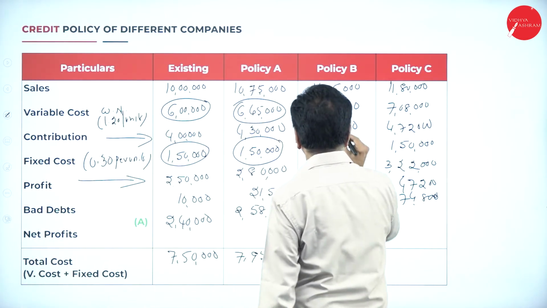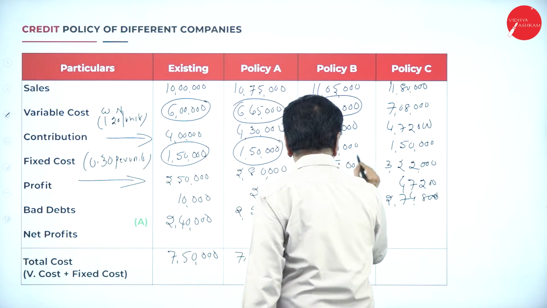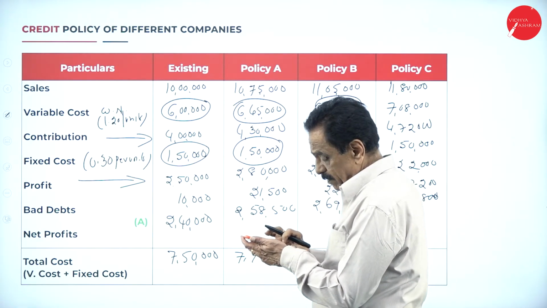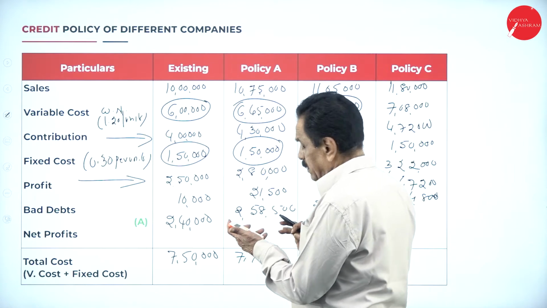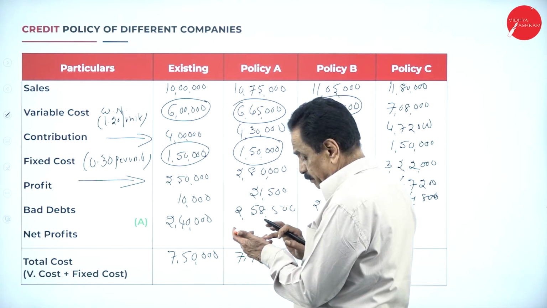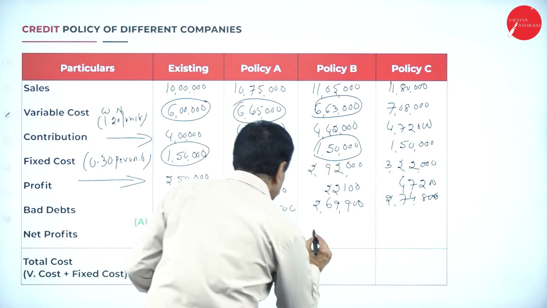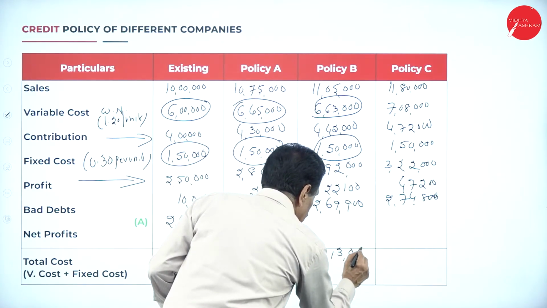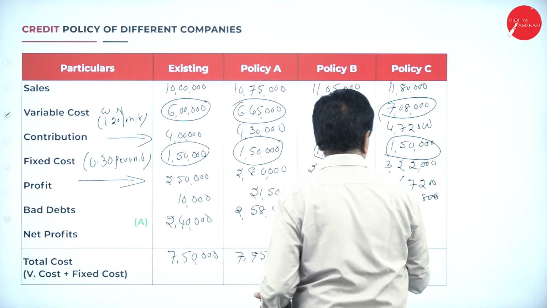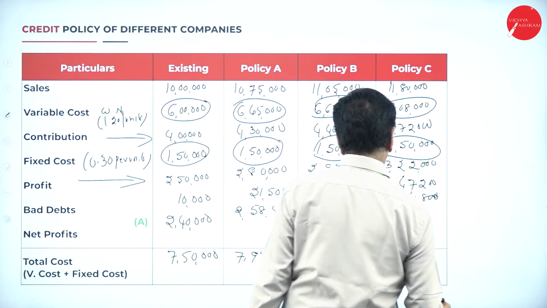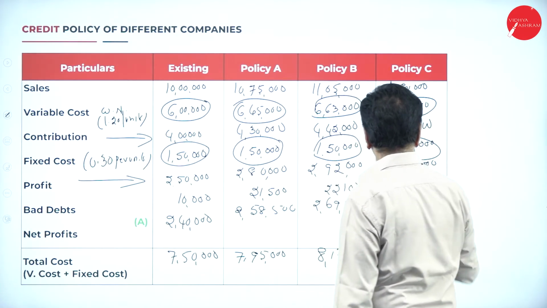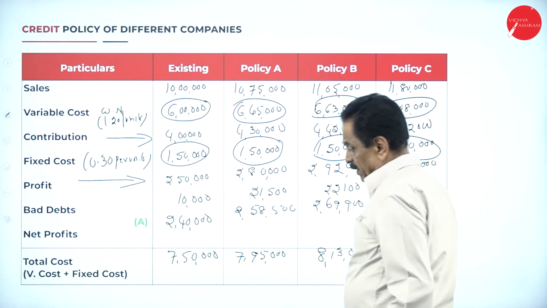Then you got 6,63,000 plus 1,50,000, 8,13,000. Then this is your variable cost, this is your fixed cost, 8,58,000. This is 50 plus 58,000, 7 plus 1, 8 lakh. This is your total cost.